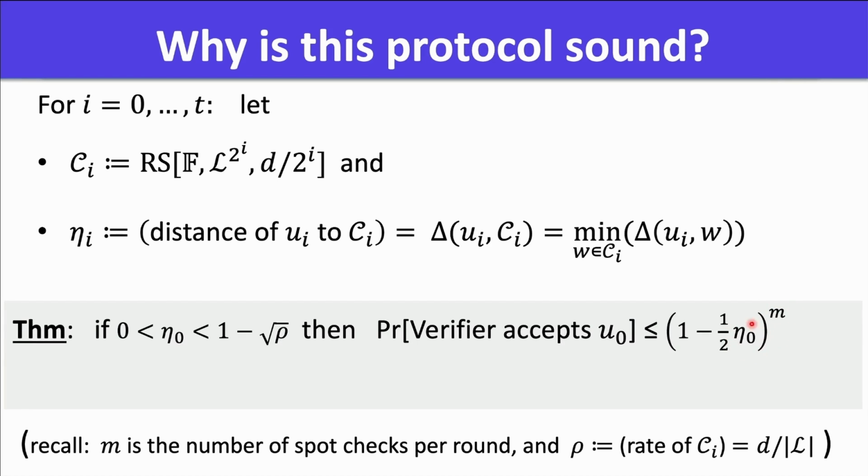And the further away U0 is from the code, the less likely it is that the verifier will accept U0. Okay, so the further away U0 is from the code, the more likely it is to be rejected, at least up to the Johnson bound.